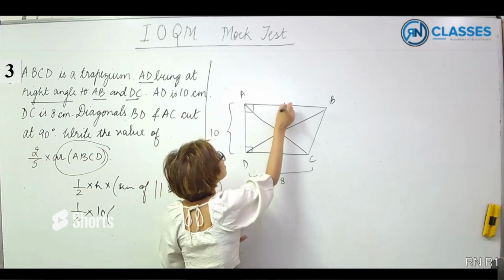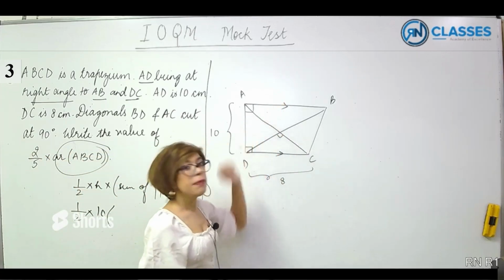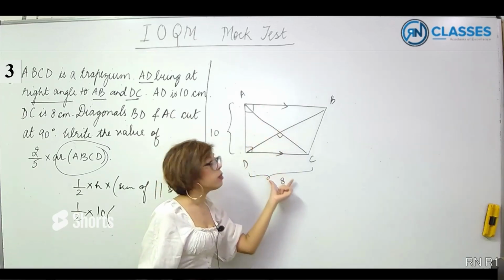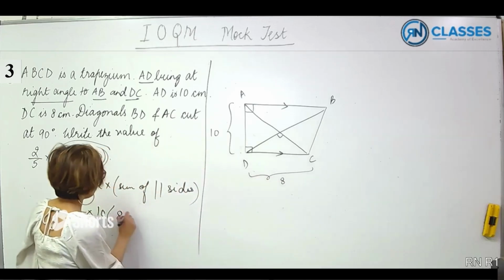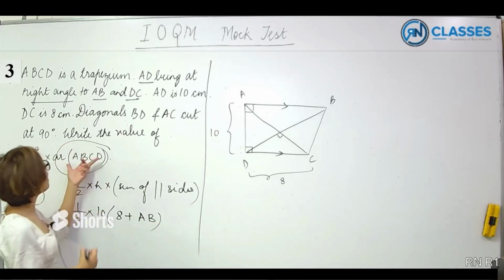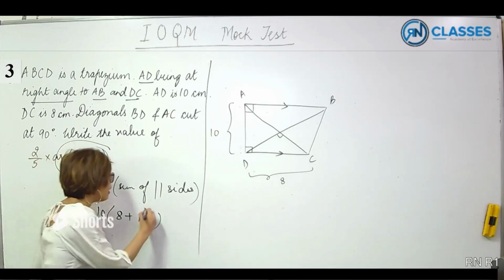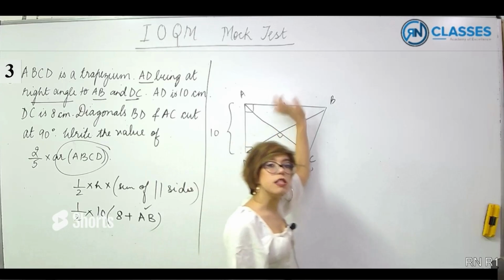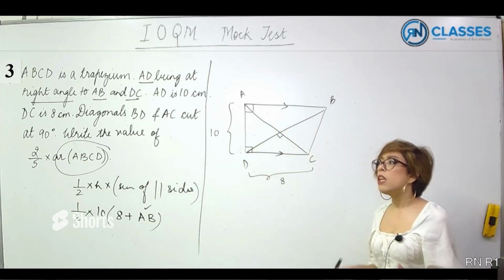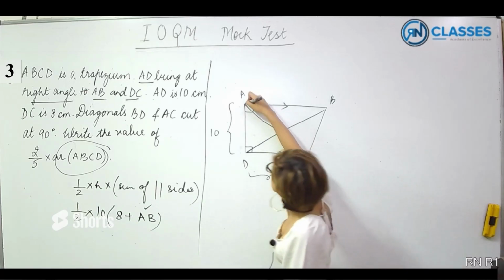Obviously this and this are parallel, right? 90, 90. Now that means I want this plus this. This plus this one, so already I know this one, which is 8, plus the other parallel side. That means I can find the area of the trapezium provided I know this length AB. I'm interested in this now. I'm interested in the length of this side. Now the thing is, how do I get this length?